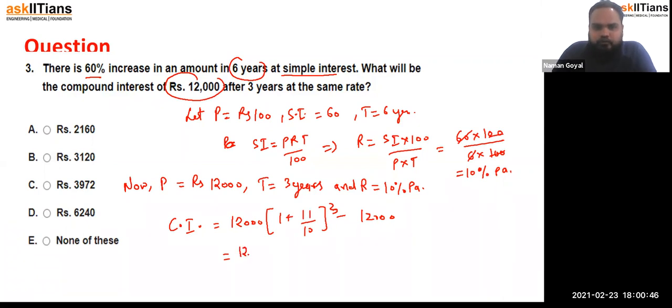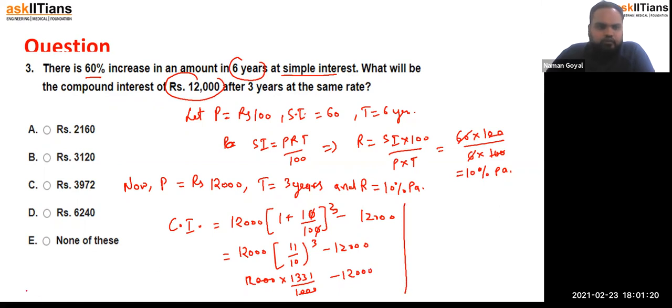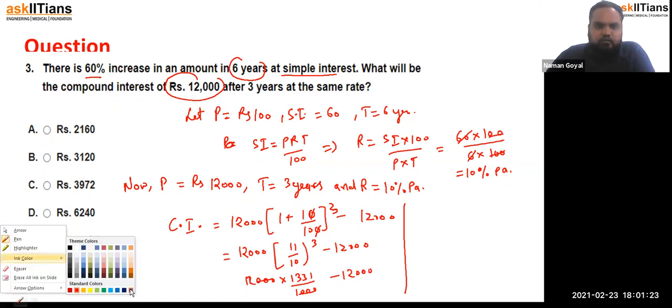So it becomes 12000 into, it is what? 10 upon 100, right? So it becomes 1 upon 10. So 11 upon 10 raised to power 3 minus 12000, right? So if you solve for 121 into 11, it will be 12000 into 1331 upon 1000. The zeros will be cancelled out, it will give like this, right? Now let's see what you will get after this step.